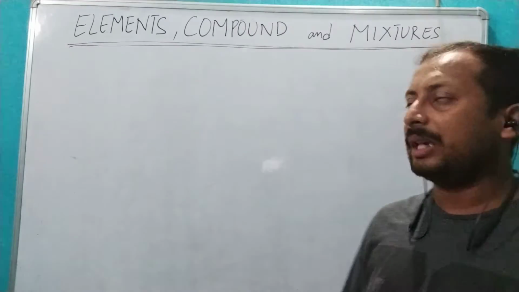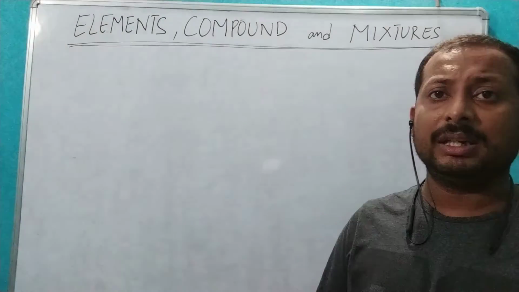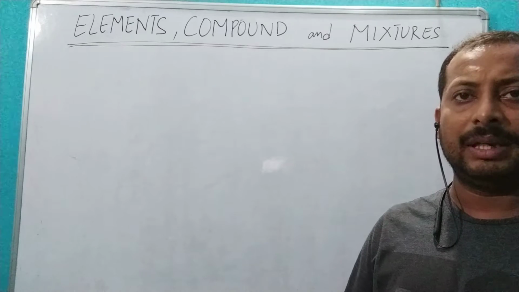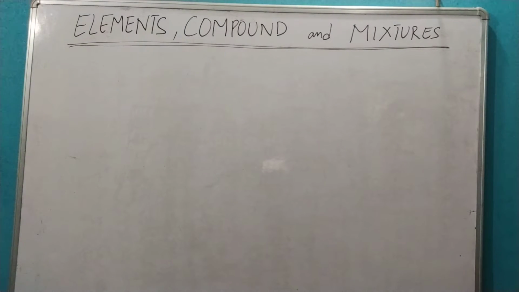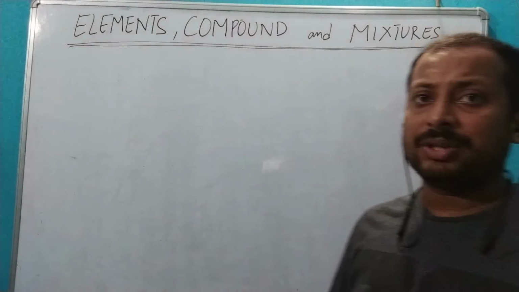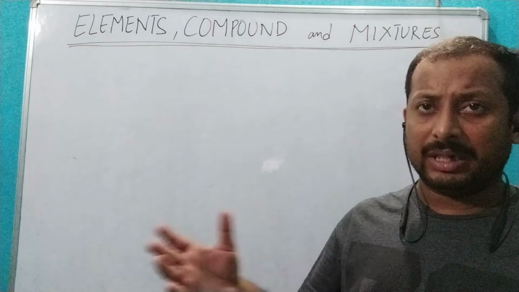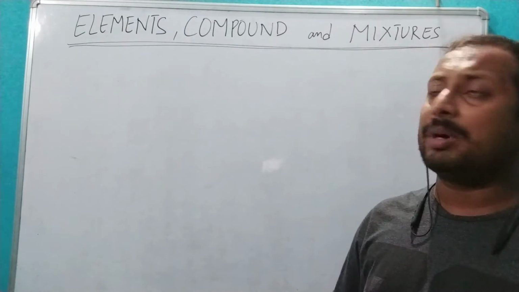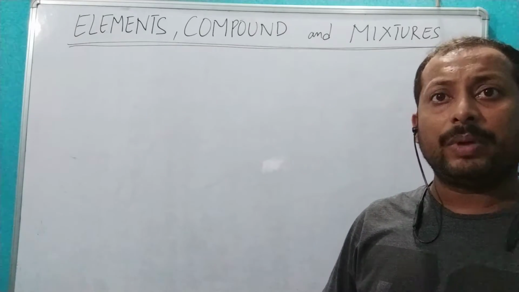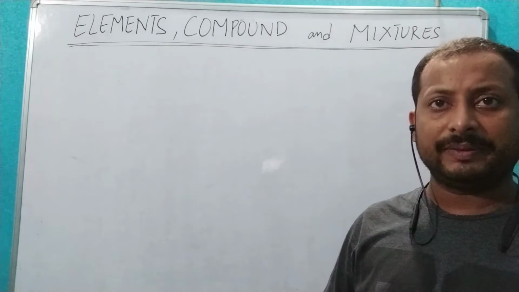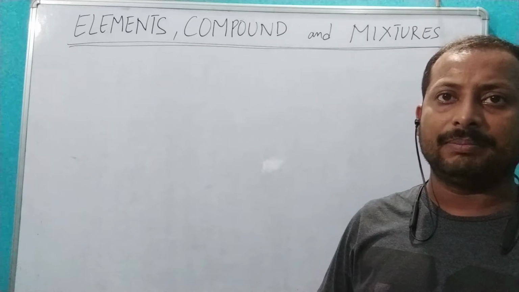Today we are going to study a very important topic of chemistry, that is elements, compound and mixture. This is the very basic topic of class 6 and 7, and they need to have a very clear idea about what is an element, what is a compound and what is a mixture. So this video of mine today is going to give a better idea about understanding what is an element, compound and mixture. We are going to acknowledge each of these terms with different examples also.